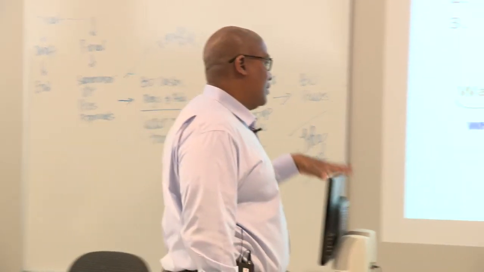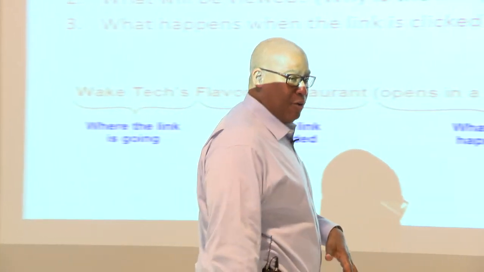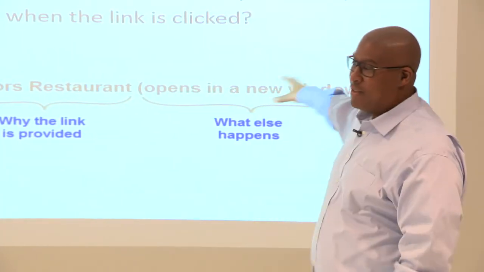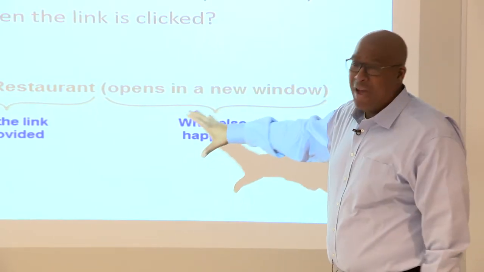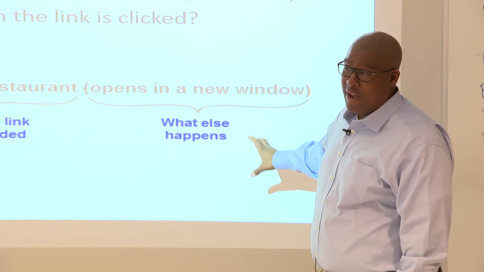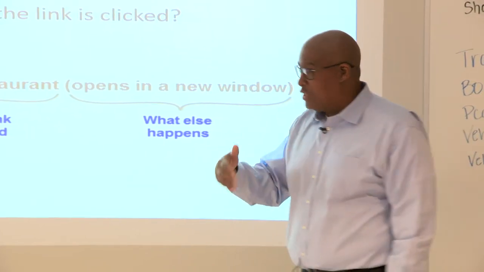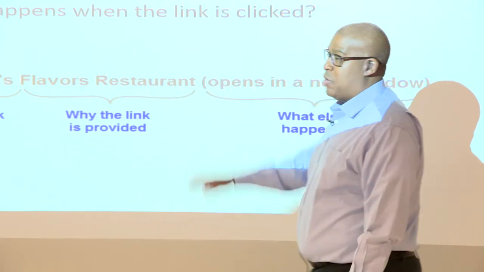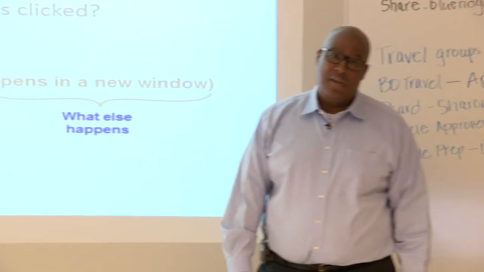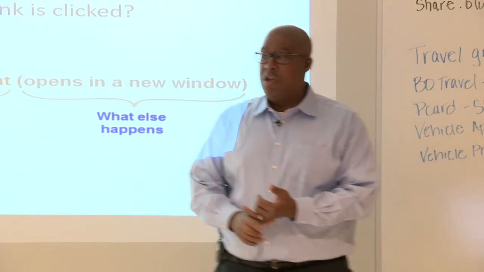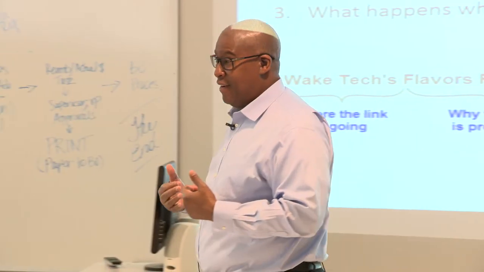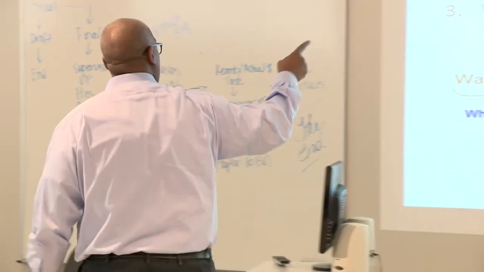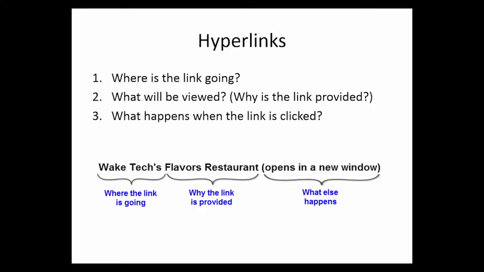Now, there are exceptions to this rule, right? If you have a bibliography and you're using, I guess, the new MLA, of course you can just have the hyperlink, right? That's understood. Or if I give you my email address, by its very nature it answers those 3 questions. You know you're going to open an email program, you know it's going to be a new window, and you know you're going to send me an email, right? So you want to answer those 3 questions. Where's the link going? What's going to be viewed? And what happens when I click the link?